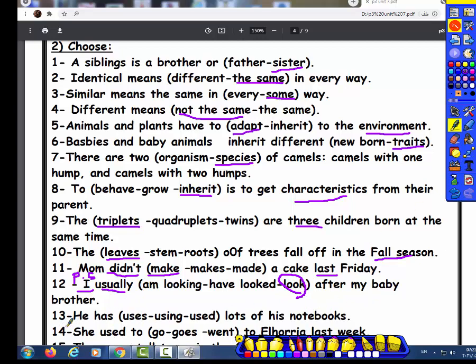Number 13. He has used lots of his notebooks. I've said before that after has and have comes the past participle. What is the meaning of past participle? Each verb has 3 forms. Past participle, P.P. So this tense is called present perfect. Present perfect means something happened in the past and is still relevant now. So he has, after has comes the past participle. Used. So the past participle of use is used.